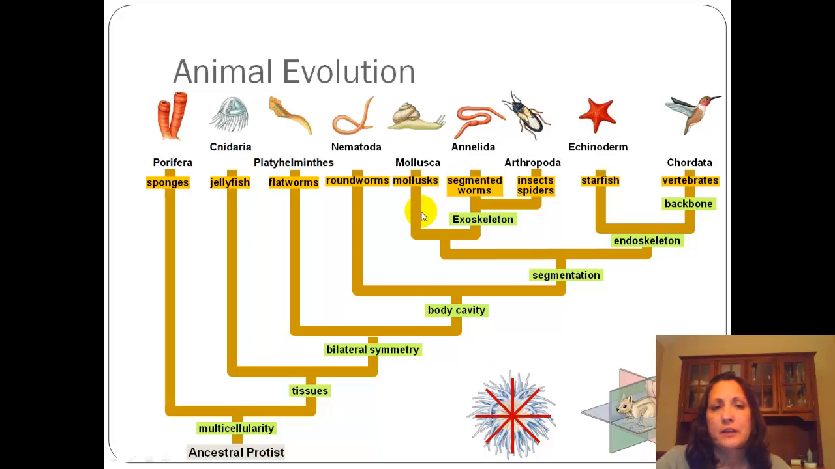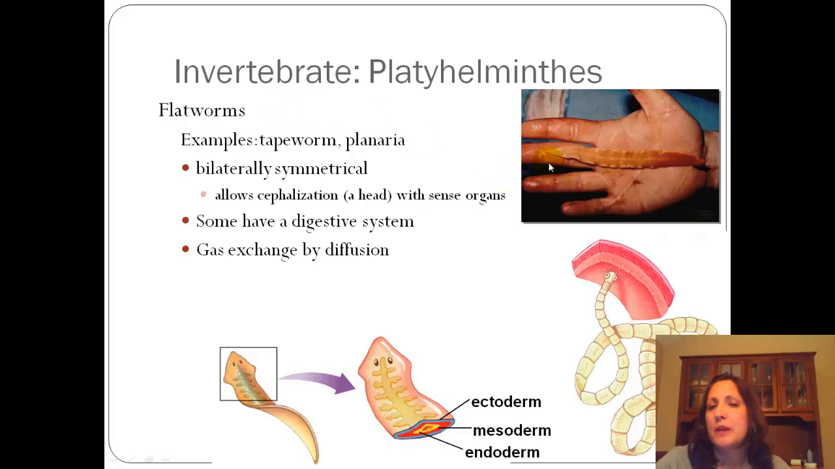Okay, the next group are the platyhelminthes, and these guys are flatworms. So they almost have a ribbon-like shape to their body, right? Because they're flattened. Some of these are parasitic, like the tapeworm. You may have heard of a dog or a cat having tapeworm. They get them from eating fleas. So if your dog or cat ever has a flea infestation, they'll generally end up with tapeworms as a result of that.